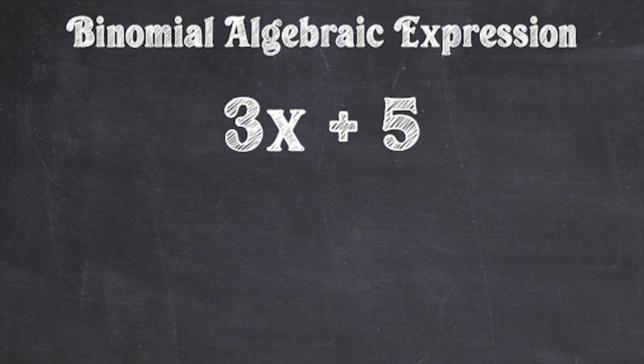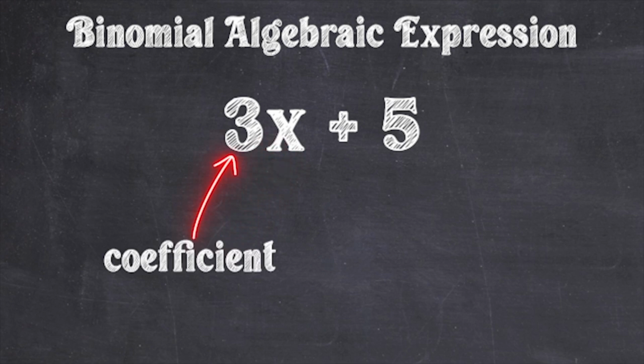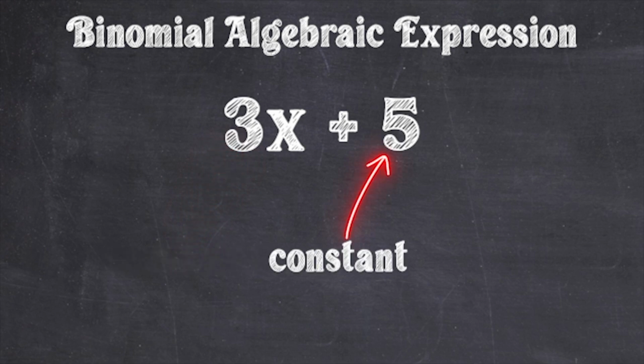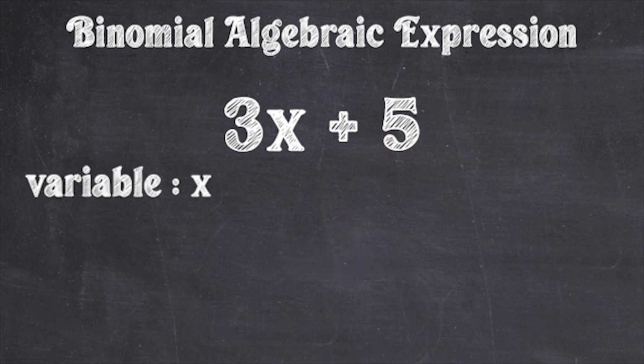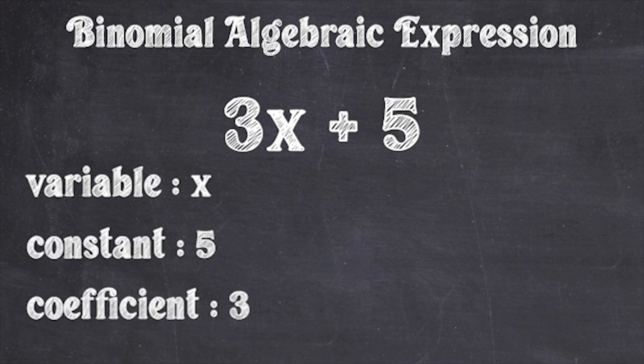We can now recall the definitions of the various parts of an algebraic expression to try and identify them here. The letter used here is x, so that is the variable. Next, we have a 3 along with the x, making that the coefficient. Finally, we have the number 5, which is the constant. In summary, the parts of this algebraic expression are variable, x, constant, 5, coefficient, 3.